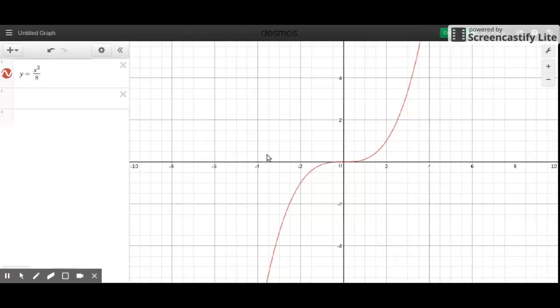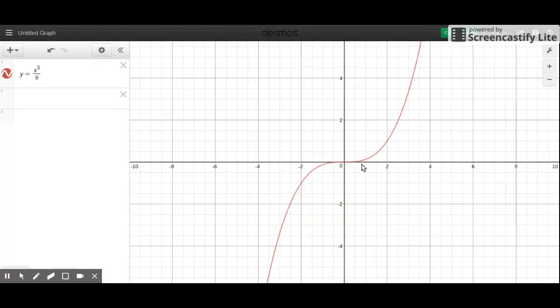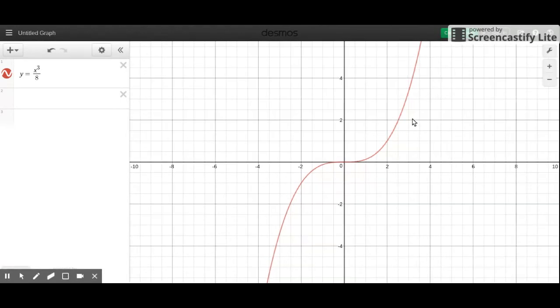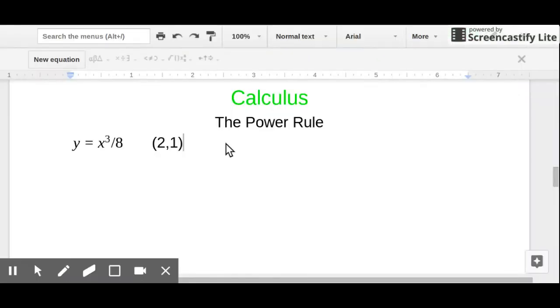All right, bringing up the graph, this is x cubed over 8. We're at the point 2, 1, so right here. We're going to find the equation of the tangent line that passes through the point 2, 1. So we're looking at a line passing through this point. You can see that the slope is going to be positive, so let's keep that in mind.